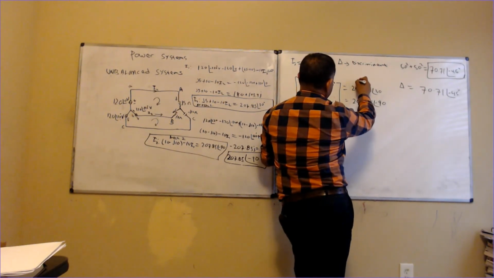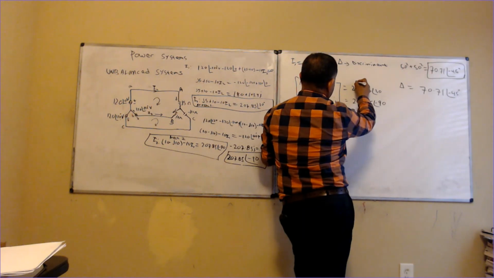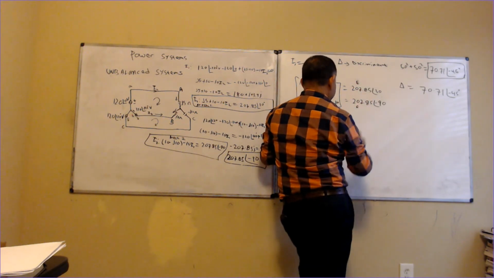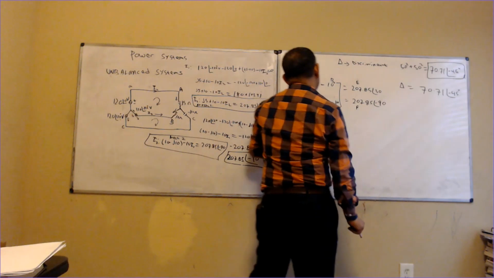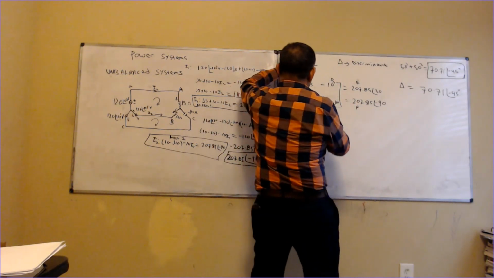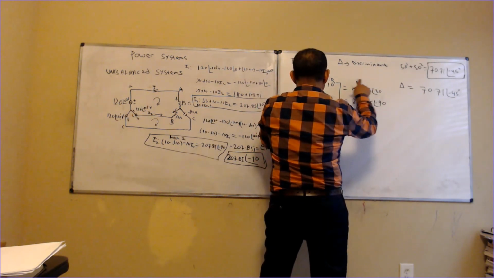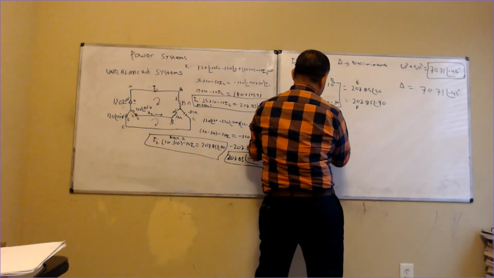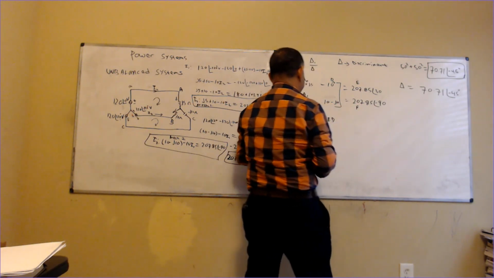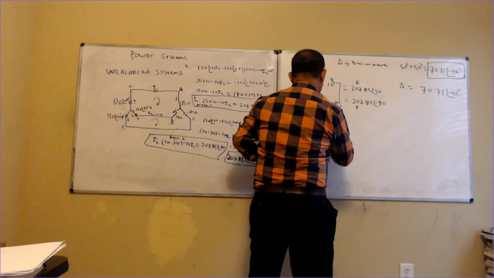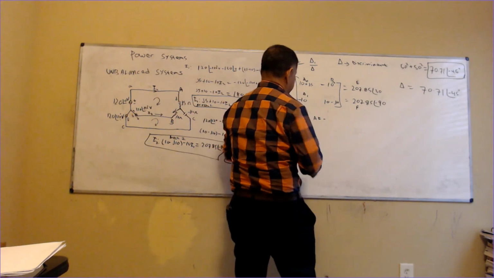Normally we call this E, and they call this F. So what I will say is AF minus EB. So AF minus EB.